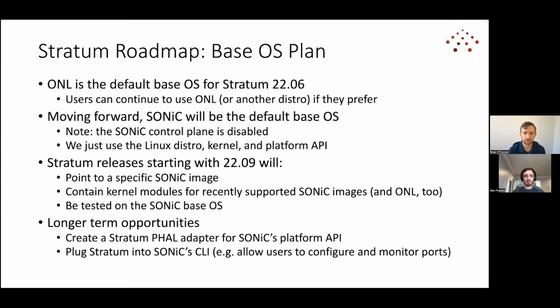Longer term, there are some opportunities to better integrate Stratum with Sonic. For example, we could create a PHAL adapter for Sonic's Python-based Platform API. We could also plug Stratum into Sonic CLI, which would allow users to configure and monitor ports, for example. And this is important because today's Stratum lacks an on-the-box CLI of its own. So using Sonic could help make human configuration and troubleshooting easier.